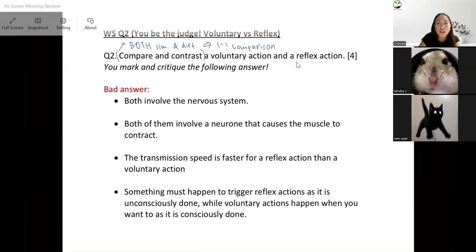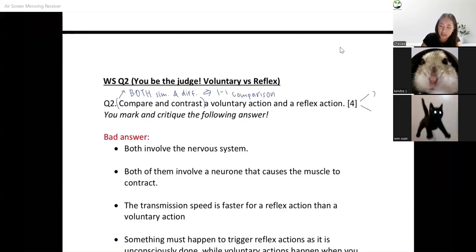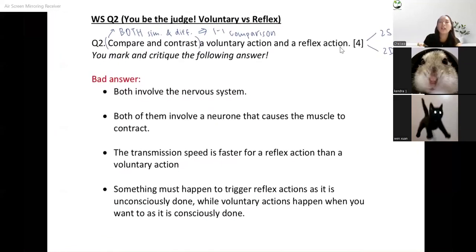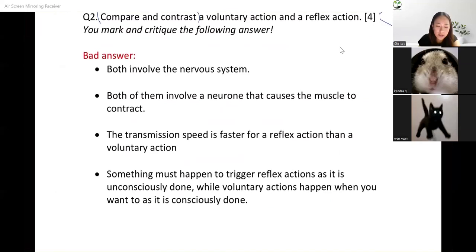Now this is a 4-mark question. Ideally you should be giving 2 similarities and 2 differences. But if you cannot think of another similarity, you give another difference, they should accept that as well. But ideally try to give equal. Now let's look at this answer.